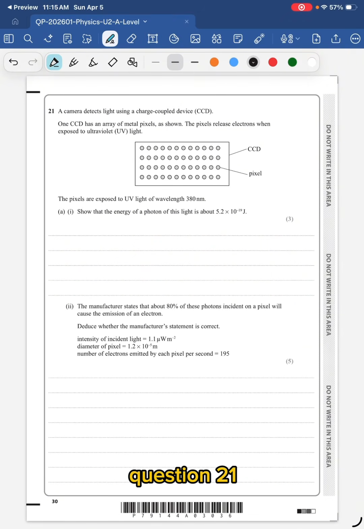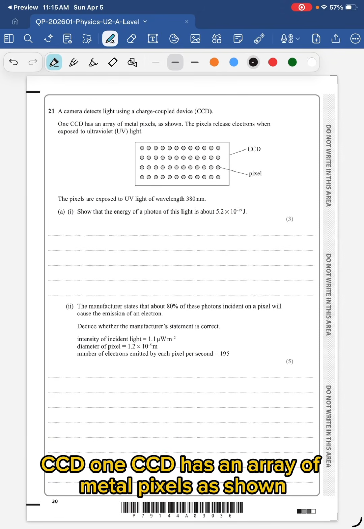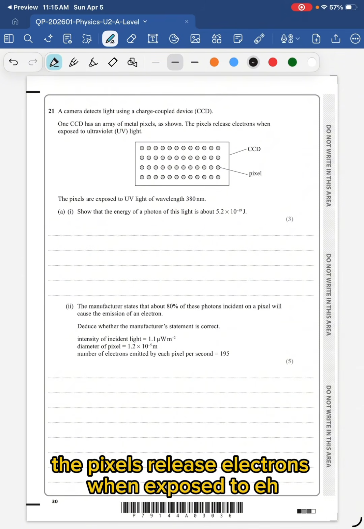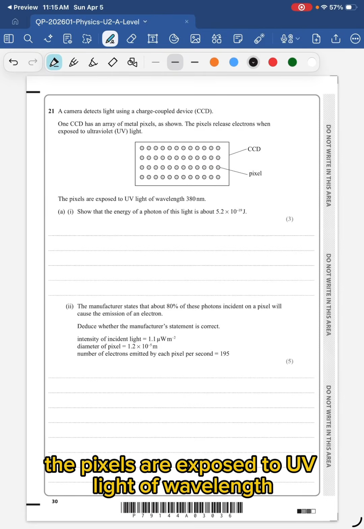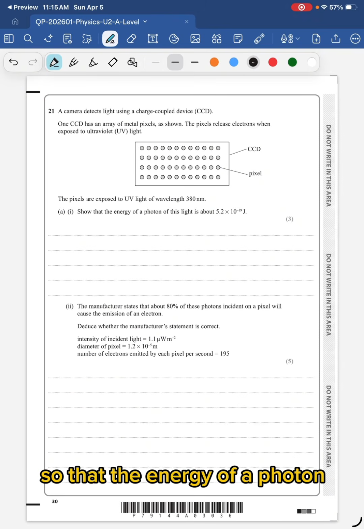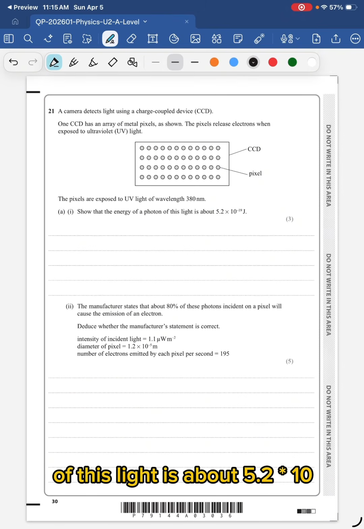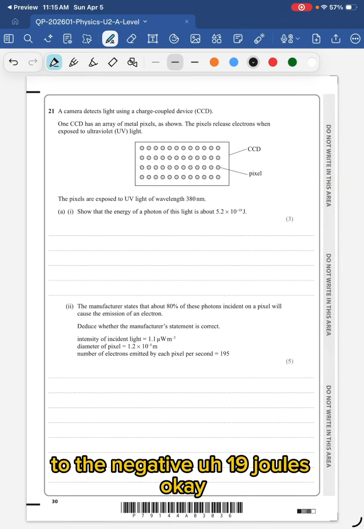Okay, question 21. A camera detects light using a charged coupled device, CCD. One CCD has an array of metal pixels as shown. The pixels release electrons when exposed to UV light, ultraviolet light. The pixels are exposed to UV light of wavelength 380 nanometers. Show that the energy of a photon of this light is about 5.2 times 10 to the negative 19 joules.